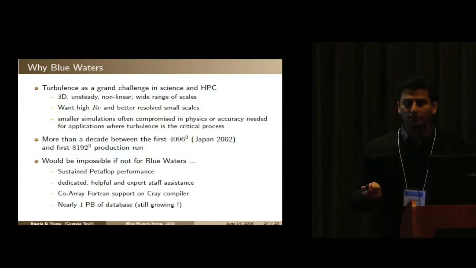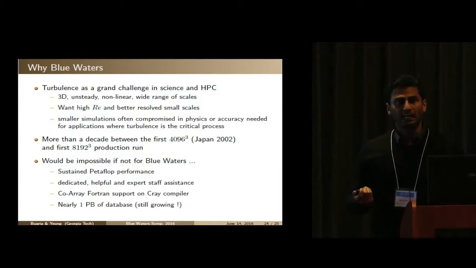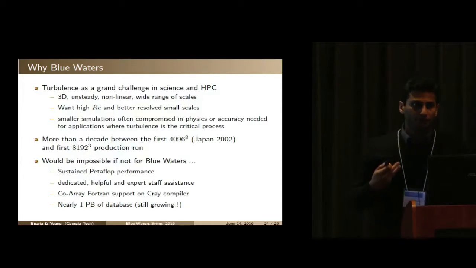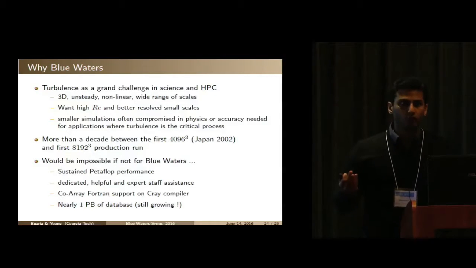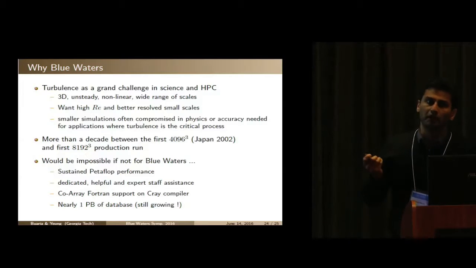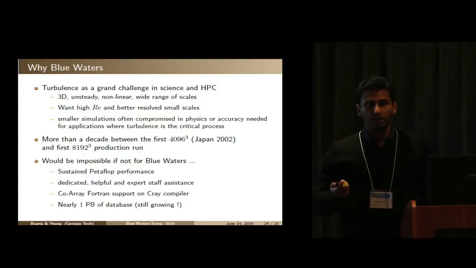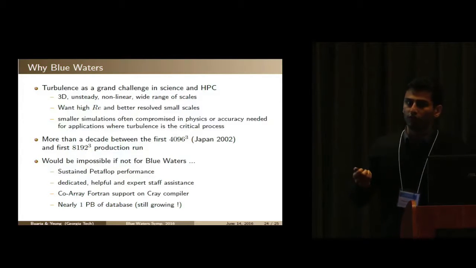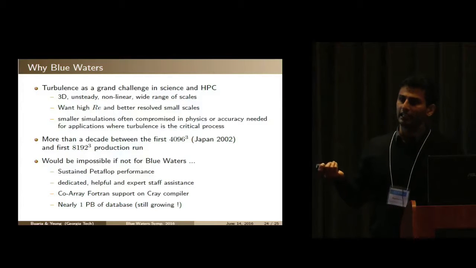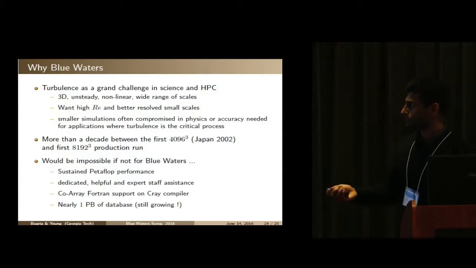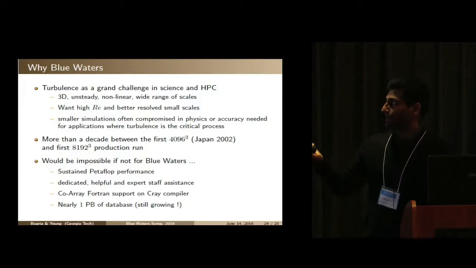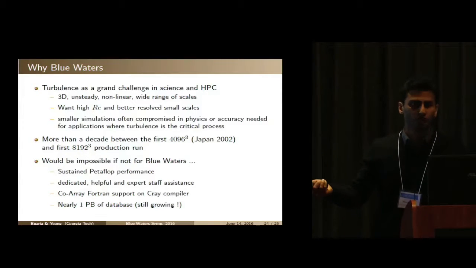Turbulence is a grand challenge in both science and high performance computing. We are looking at a wide range of unsteady, non-linear, three-dimensional scales and different flow physics also coming together. High Reynolds number with better resolved small scales is very important, and to achieve both of them, we need simulations of very large size. Blue Waters is one of those machines which can help us, or is helping us already to do so. If it was not for Blue Waters, then I don't think we would have been able to do the largest simulations that we have done so far.